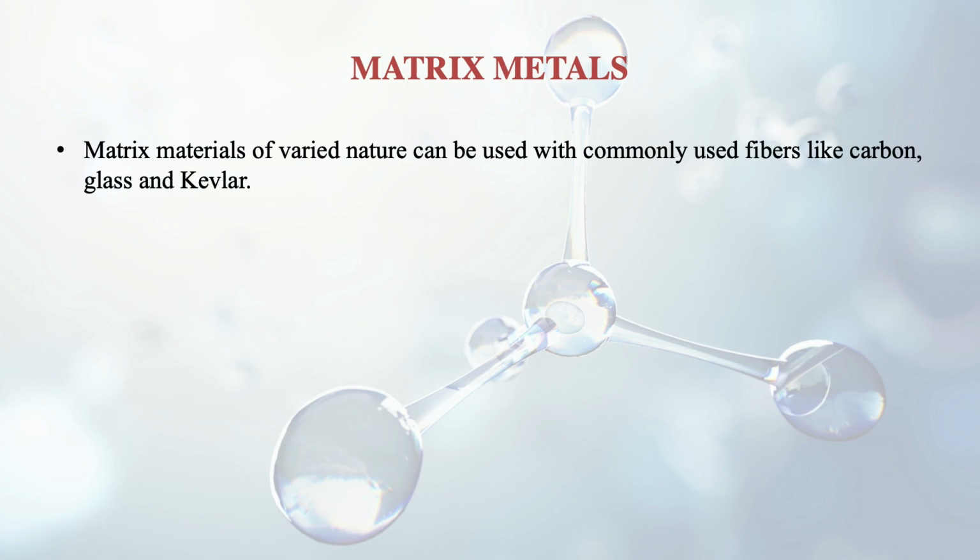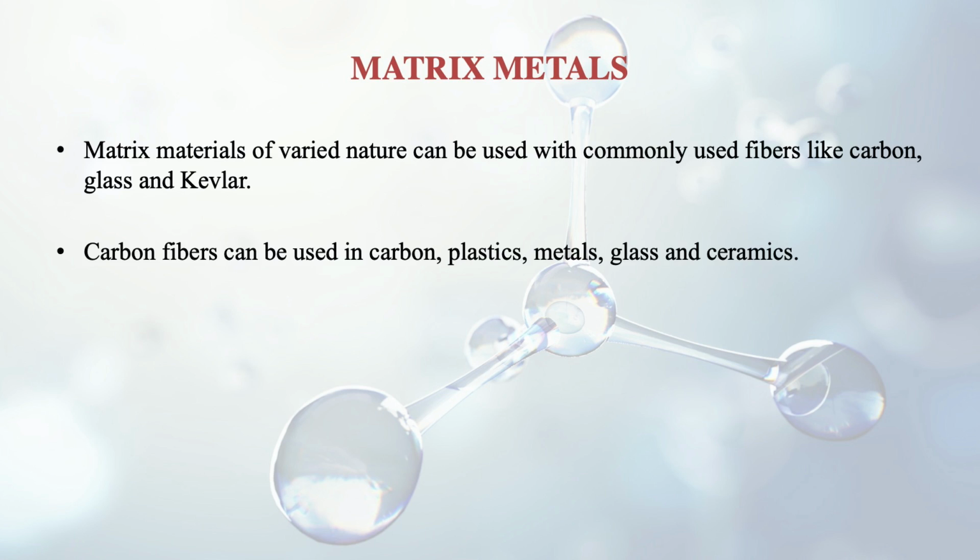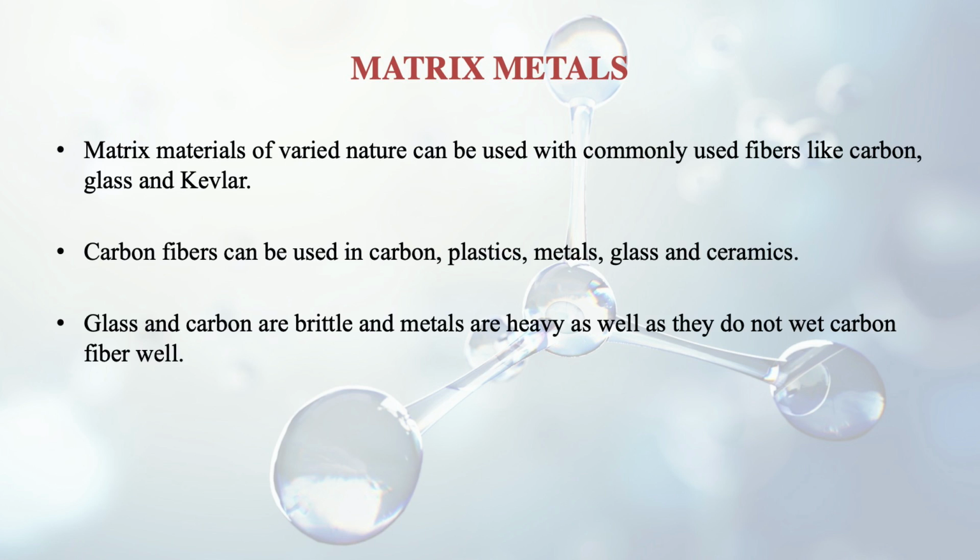Then after discussing the fibers, we move on to the next part of the composite, which is also important, that is the matrix, because we have two things, the matrix and the fiber, both in the composite. So what are the matrix materials? Matrix materials of varied nature can be used with the commonly used fibers like carbon, glass and Kevlar. Carbon fibers are used in carbon plastics, metals, glass and ceramics. Glass and carbon, we know, are both very brittle, and metals are very heavy as well, as they do not wet carbon fiber well.